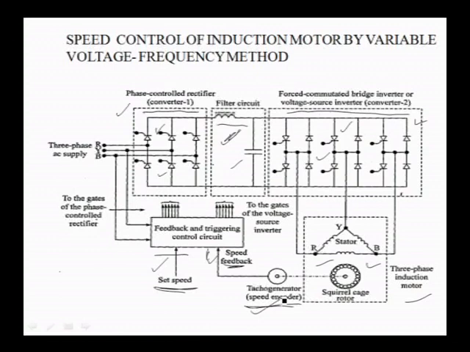This is a control circuit. We are not bothered about the control circuit now, just see the block, feedback and triggering control circuit. Depending on the error, this will act and vary the firing angle to this and this. By varying it, both the voltage and frequency of the output are varied, and accordingly the speed gets varied. This is the most popular method of varying the speed of an induction motor, the VF method, the variable frequency method. We can also use a cycloconverter, as already studied, which is used for very high power applications.